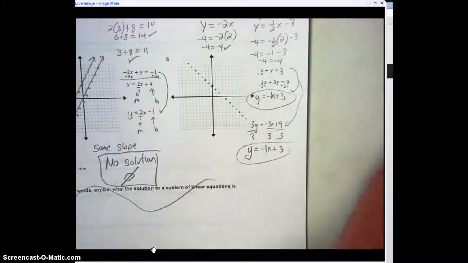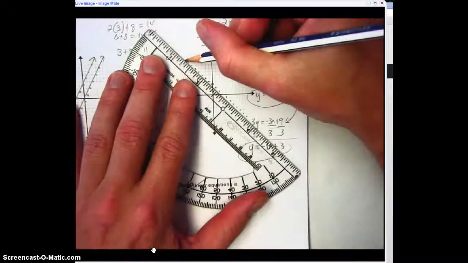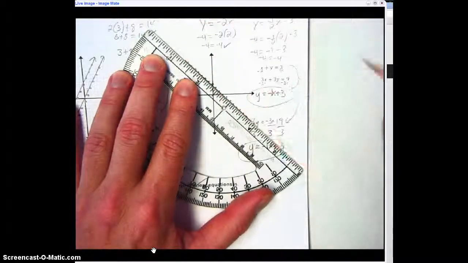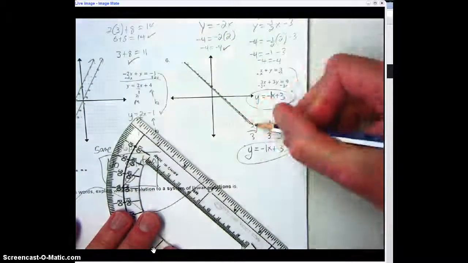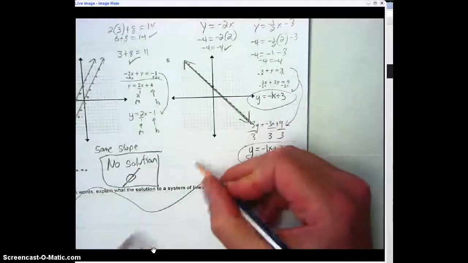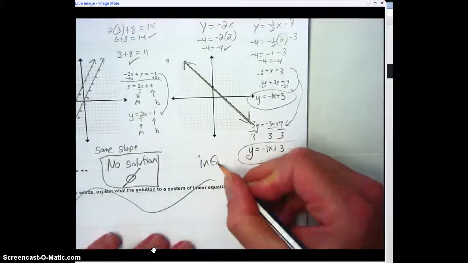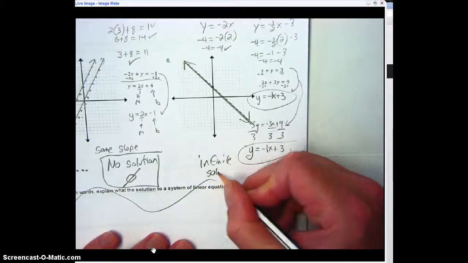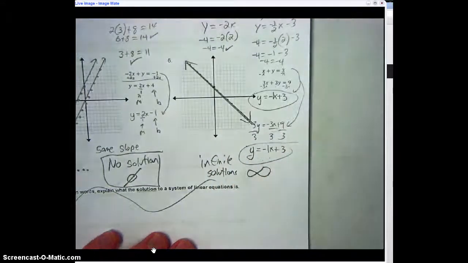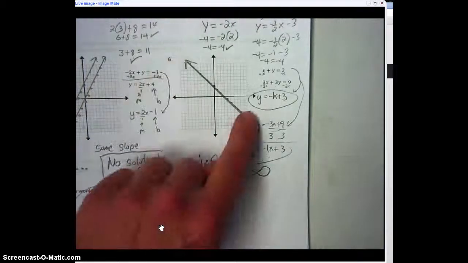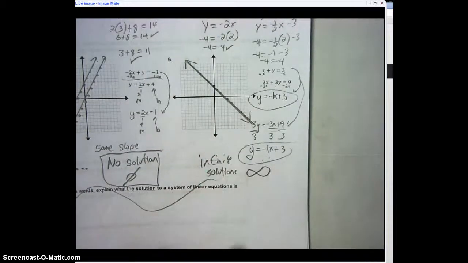So if they're the same line right on top of each other, how many places do they actually touch? If I drew one line and then backed up and then came back and drew another line, how many points did they actually touch? Well, guess what? The answer to this is infinite solutions. They touch everywhere because they're the same equation. So that's the answer to that kind of problem. When they're the same line, there are infinite solutions.